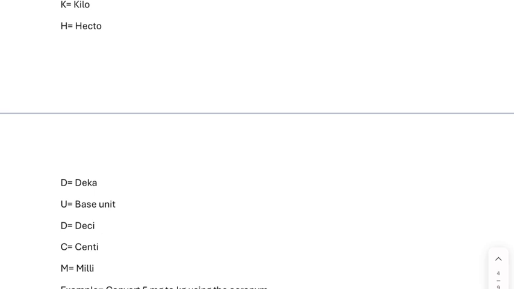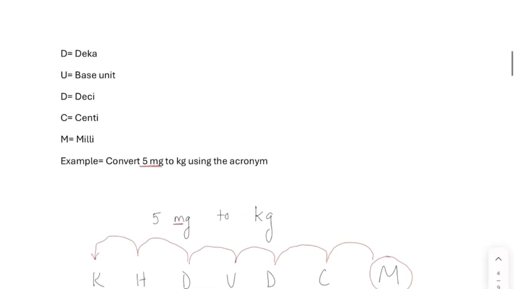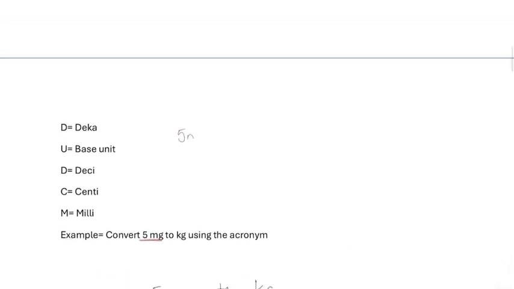Alright, so the quick tool that we'll be using is called King Henry's daughter usually drinks chocolate milk. And really you just need to memorize the first letter of each word because it represents each prefix. And you write it out as so. So if we're converting 5 milligrams to kilograms, I'm going to walk this through here, but within the study guide it does go step by step. So we'll write out the acronym, King Henry's daughter usually drinks chocolate milk. We'll circle the unit that we're starting at, which is milligrams, and then we'll circle the unit that we want to get to, which is kilograms.